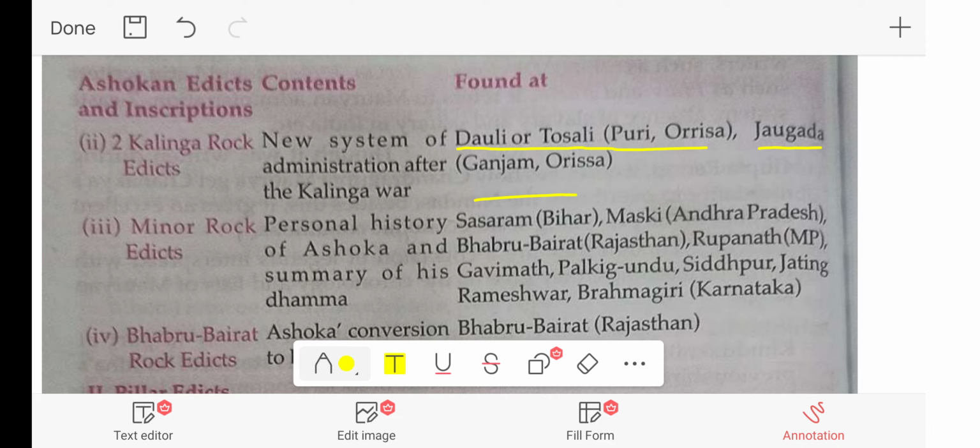Third, minor rock edicts. They contain personal history of Ashoka and summary of his Dhamma. So they are at Sasaram, Bihar, Maski, Andhra Pradesh, Bhabru, Berat, which is in Rajasthan, Roopnath, MP, Gavimath, Palkigundu, Siddhapur, Jatinga Rameshwar, Brahmagiri. These all are in Karnataka.